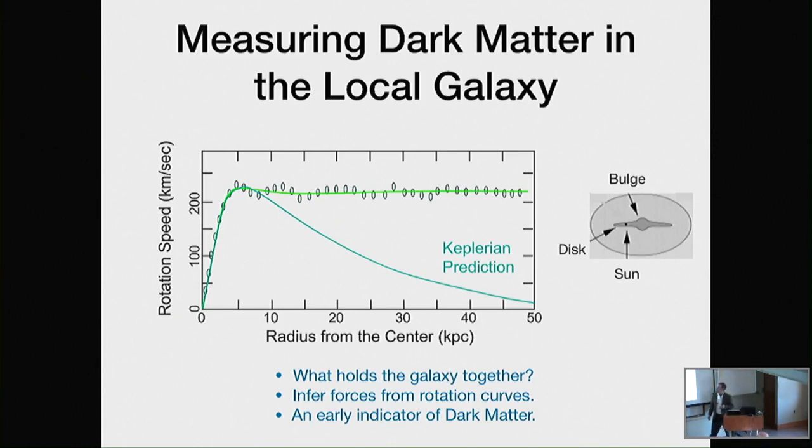I'd like to pause for a moment and say the sun is about 8 kiloparsecs out, and I'm going to use a whole weird mishmash of units. You have my humblest apologies, and feel free to start throwing tomatoes at me and asking for translations to other units. But the sun is about here.